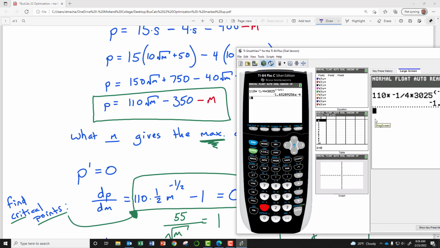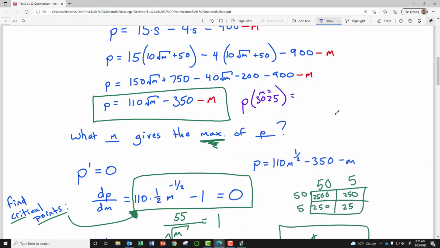So that's going to be 110 times 3025 to the power 1/2. So remember the square root is just the 1/2 power, minus 350 minus the number of advertising dollars, which is 3025. That gives me a profit of $2,675.